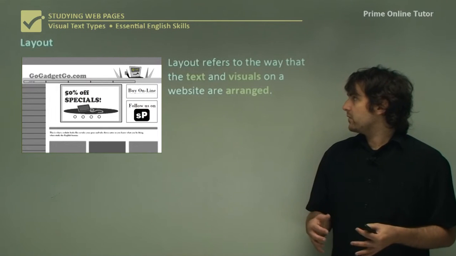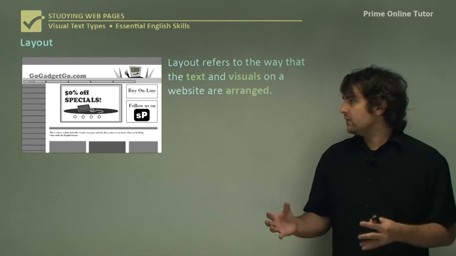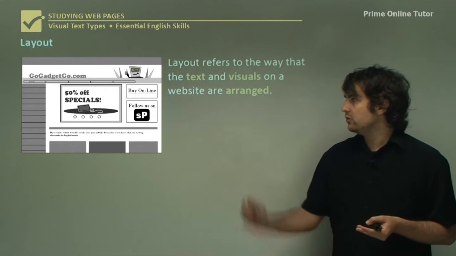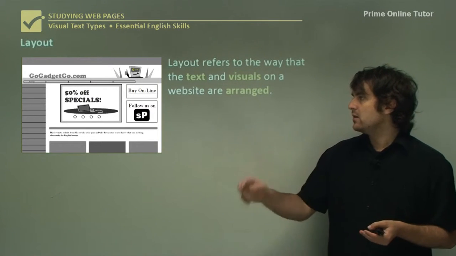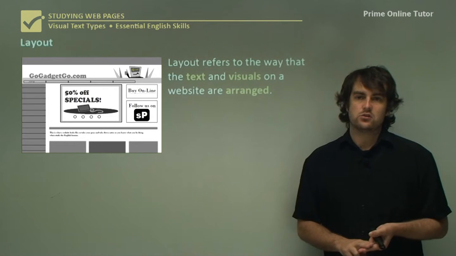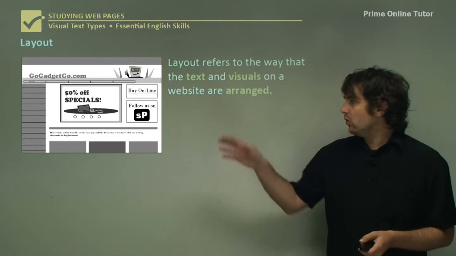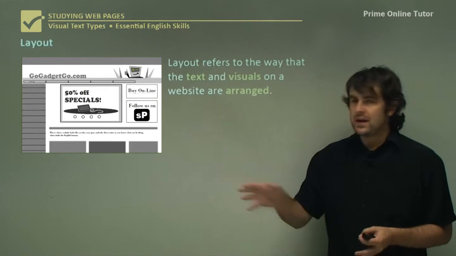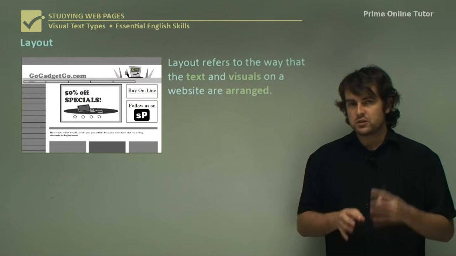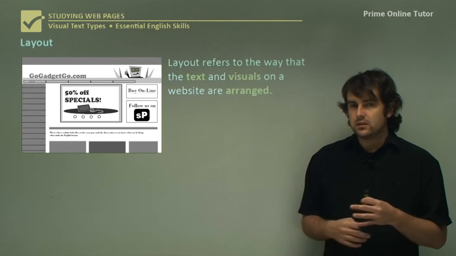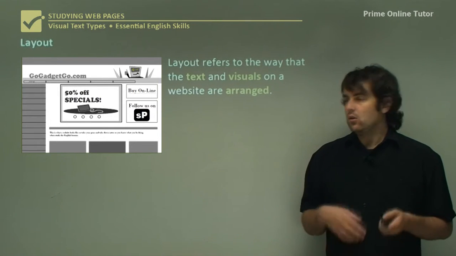Now the layout. As I mentioned before, the layout of this is pointing you directly towards what it wants you to do. In this case, it wants you to look at the specials, it wants you to buy online, and it wants to take you straight to social media. So it's one of those links. It's the way that all of it's been arranged. You've got all these banners, you've got all these different sections which point you to different parts of the website. Basically, it's the way that everything has been organized.